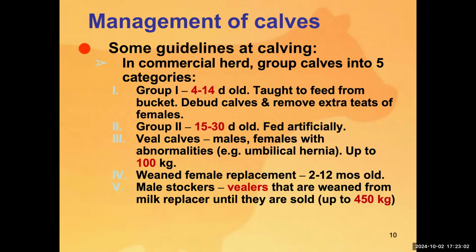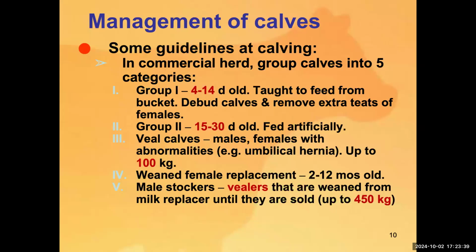And this entails a different diet because it is now mainly concentrates and grass, okay? From 2 months to 12 months old. And from 12 months old, they become classified as yearlings, okay? Now for the male stockers, these may be your vealers that are weaned from milk replacer until they are sold. So coming from the milk, if they have not been sold at that time, they will again be given concentrate as well. Same as how I explained it earlier, okay?